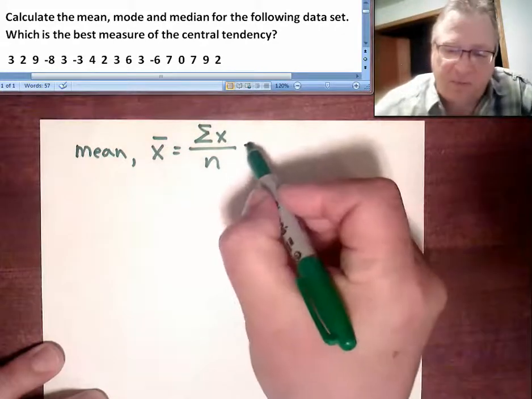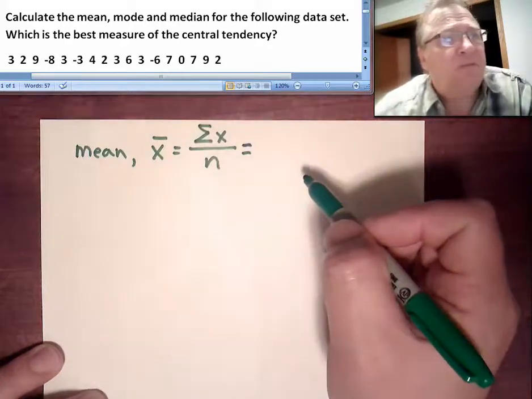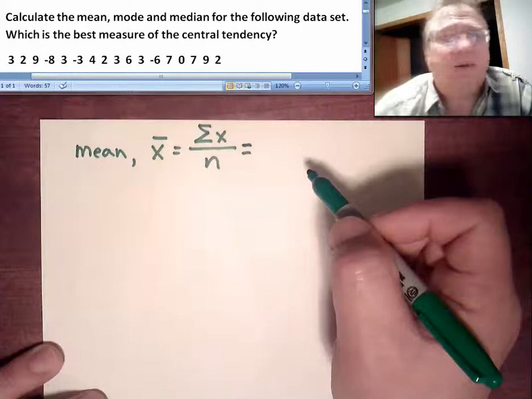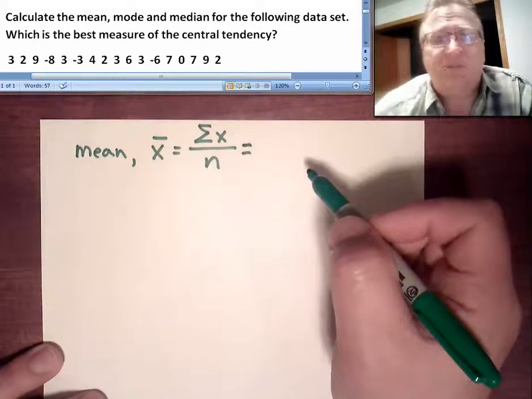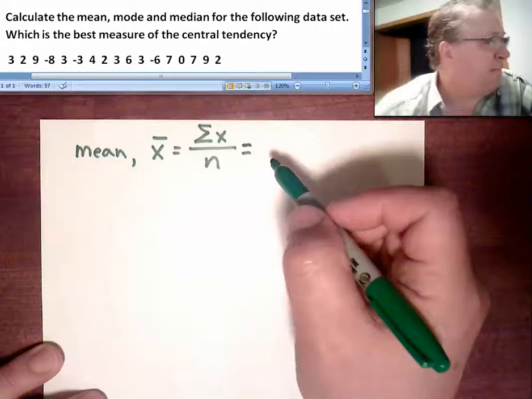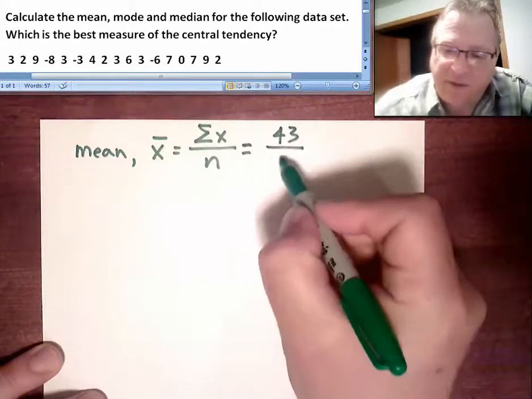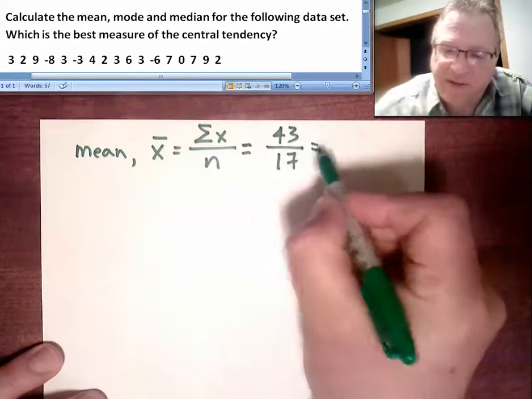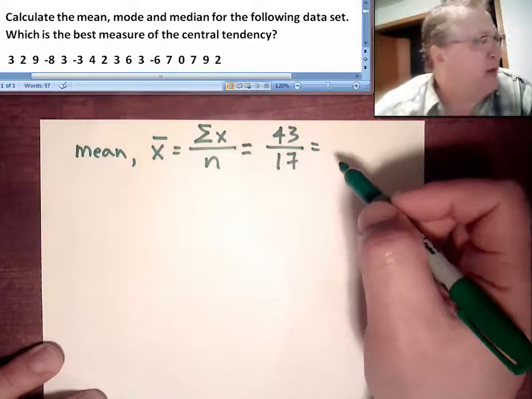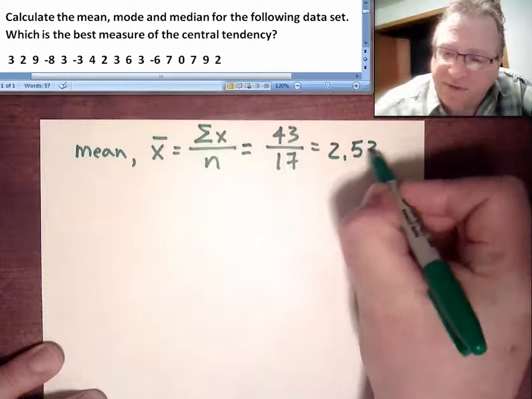I've done some work beforehand, and I added these values up. There's some negative numbers in there. No big deal. There's even a 0 in there. No big deal. That's a number just the same as any other number. But if you add those up, you will find that the sum is 43 and that there's 17 values. And when you push the buttons on your calculator, you derive a mean of 2.53.